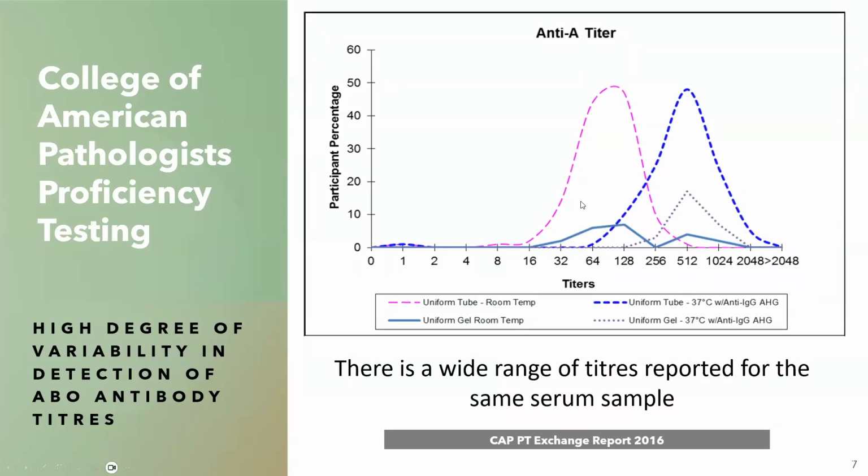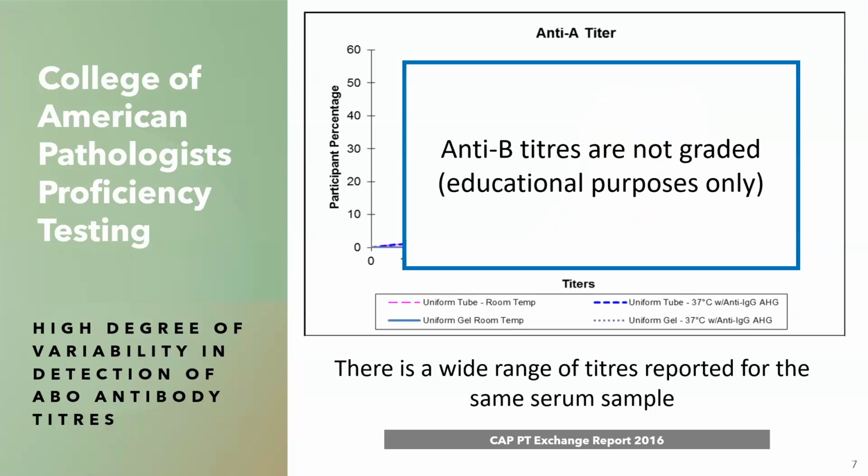Even within the same method, tube versus gel card, there's still a huge amount of variability. I also want to point out, this is an anti-A titer. Anti-B titers are actually not graded in this largest, main proficiency testing serum that is used. And if we're crossing a B barrier, as we do in infants, that means the testing being done, although reviewed by the lab, is actually not graded for accreditation purposes.